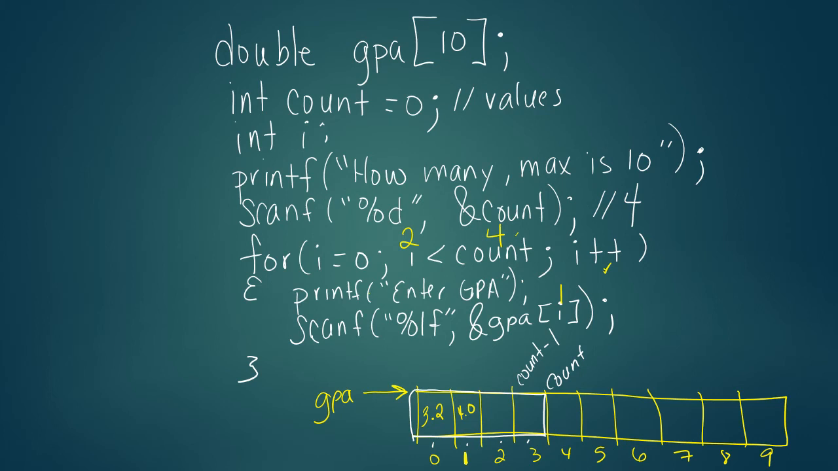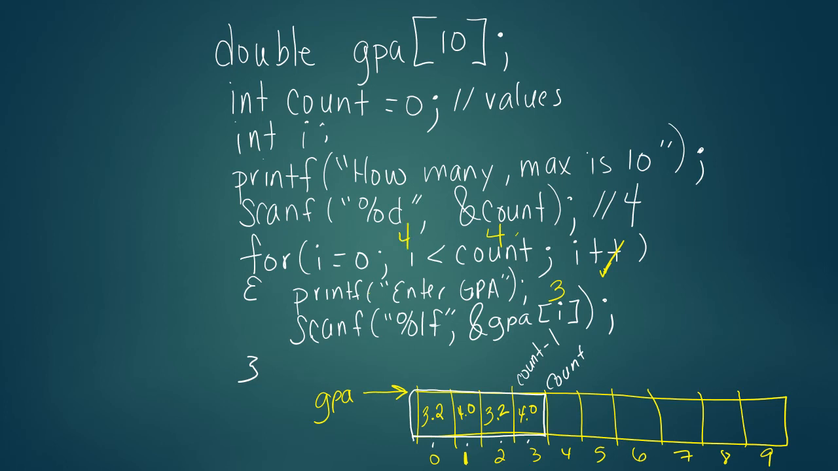Is 2 less than 4? Yes, it is. Enter the GPA into index 2. So we enter here 3.2. We do I++. This is a 3. Is 3 less than 4? Yes, it is. We scan in. Index 3. Okay, now we change this to a 4.